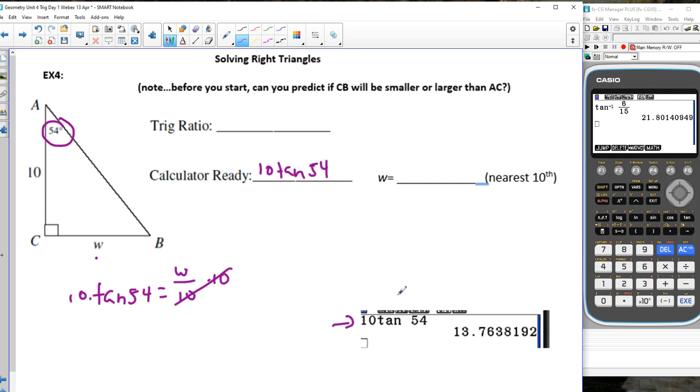Again, I can't touch my calculator or it freezes up. That's real annoying. So we're going to have our tangent ratio. Okay, and put it in the calculator, we get about 13.8. Okay, 13.8. All right.